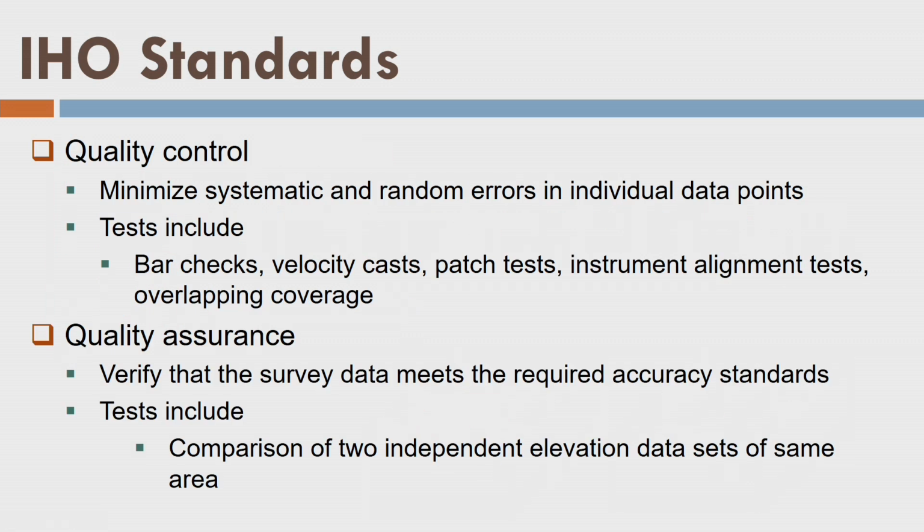Now, quality control. We should minimize systematic and random errors, that is my quality control. And then what is the quality assurance? I should validate my accuracies also, right. That is called the quality assurance here.